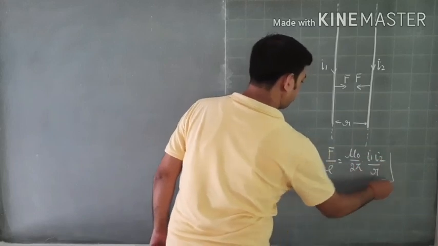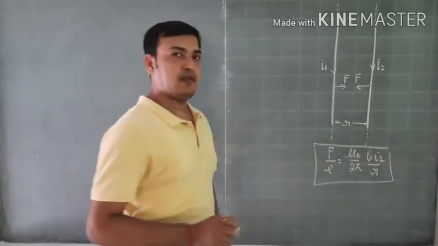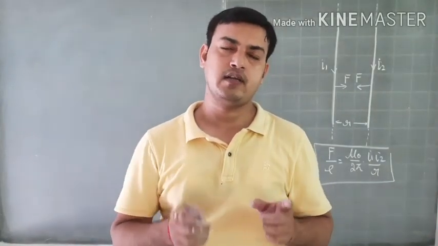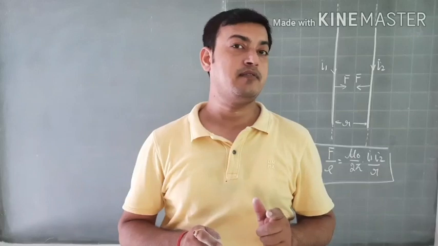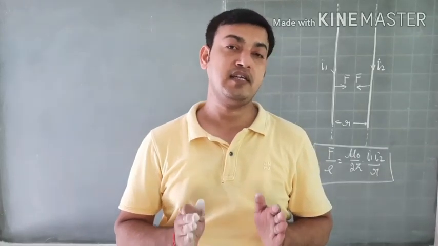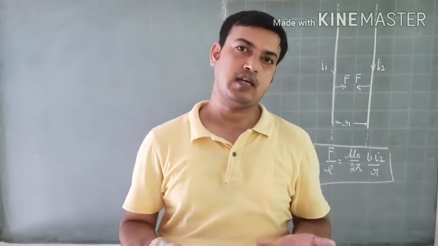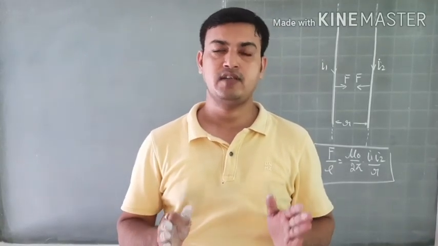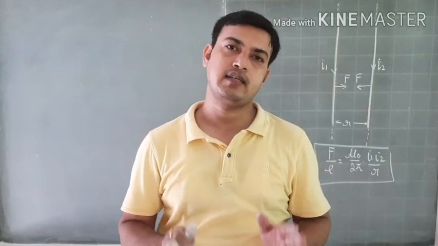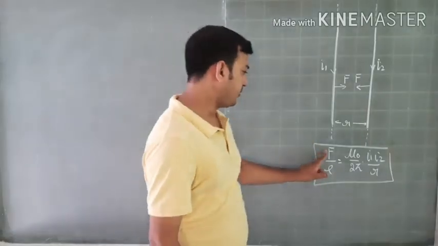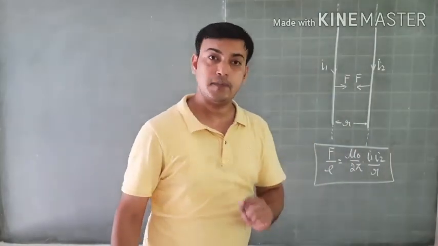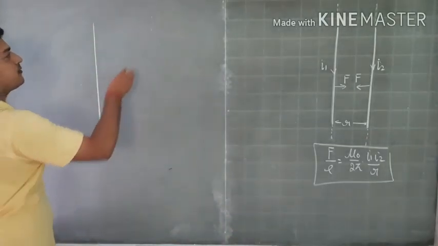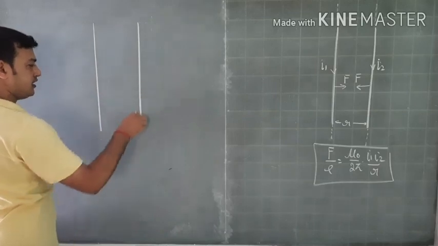is the same. So it doesn't matter whether the currents are in the upward direction or the downward direction. The main key point is that if the wires have the current in the same direction, either upwards or downwards, the wires will definitely attract each other, and the force per unit length will also remain the same. Now the interesting question is, what will happen if the currents are not in the same direction?